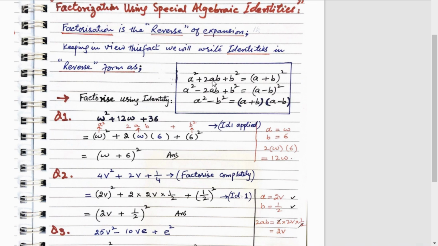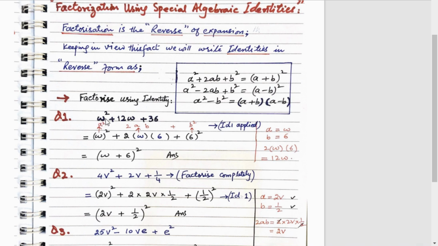Now according to the left side, the given expression should be in the form of a square plus 2ab plus b square, but it is written collectively. First of all, we will convert it into the form of the first identity. Why am I taking the first identity? Because all signs are plus. In which identity are all signs plus? Identity 1. In identity 1, all signs are plus signs. That is why I have selected this identity to do this question.